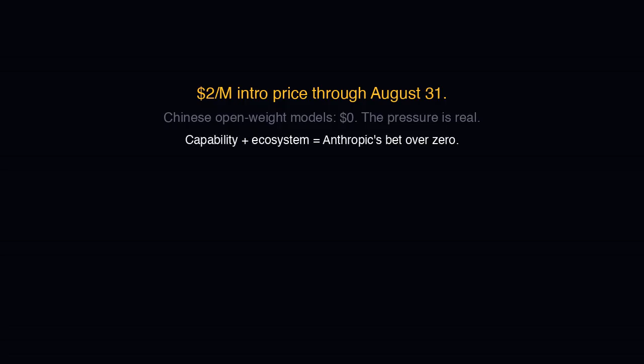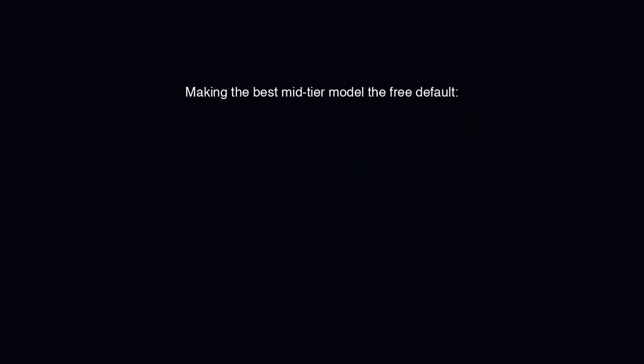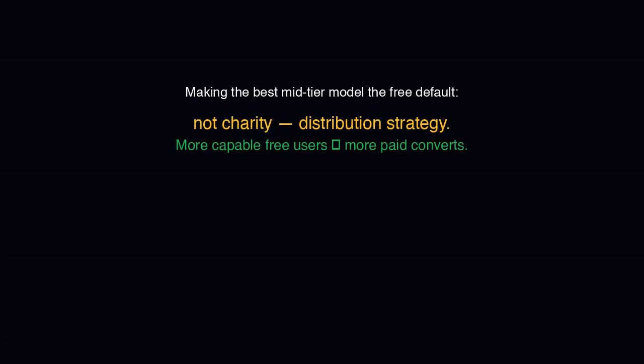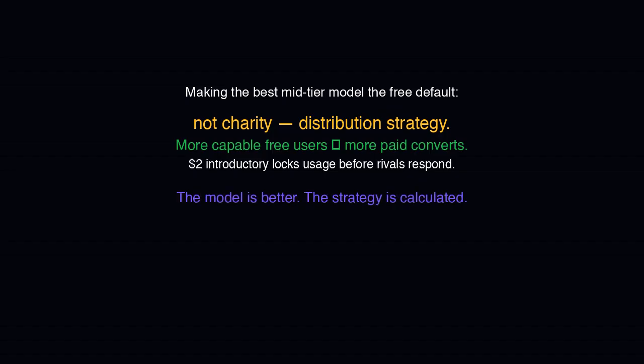Making the most capable mid-tier model the free default is not a charity decision. It is a distribution strategy. More free users on a more capable model means more users who discover the platform's value, and potentially convert to paid. More developers testing Sonnet 5 on Bedrock, Vertex, and Azure means more enterprise pipeline built on Anthropic's API. The $2 introductory price locks in usage before competitors respond. This is a market capture move as much as a product launch. The model is genuinely better. The strategy is also genuinely calculated. Both things are true at the same time.